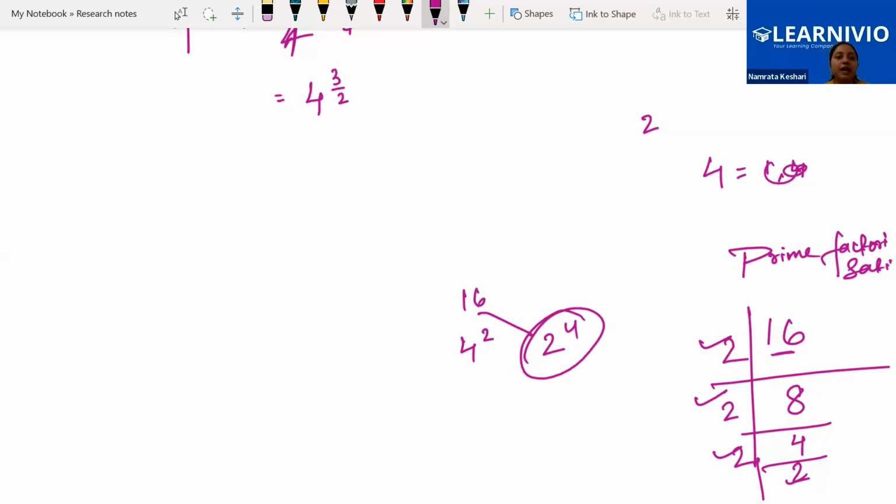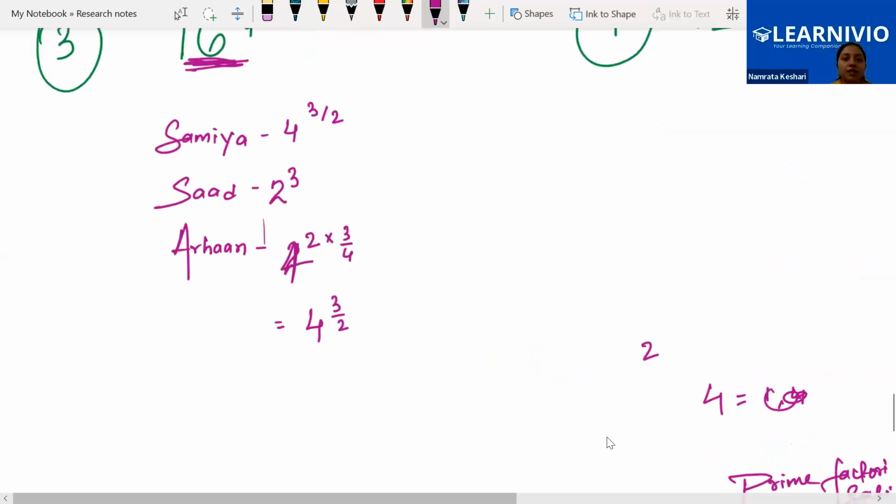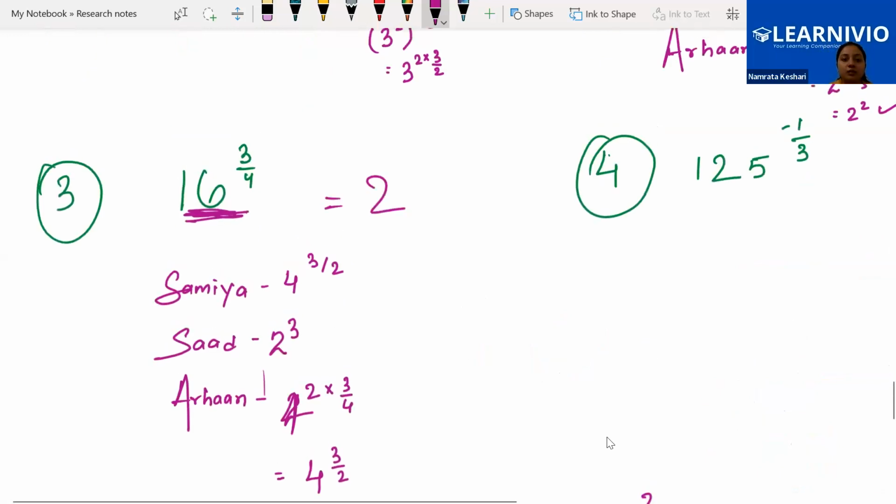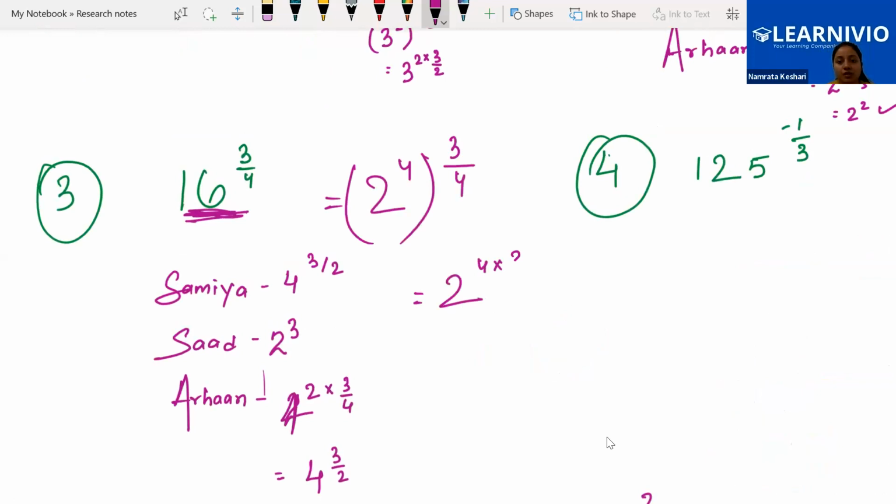So if we write it as 2 to the power 4 and then power 3 by 4, can you see the exponent is getting cancelled now, just like the previous few questions? Yes, ma'am. And we ended up getting 2 to the power 3. So your response, Samya, is correct.